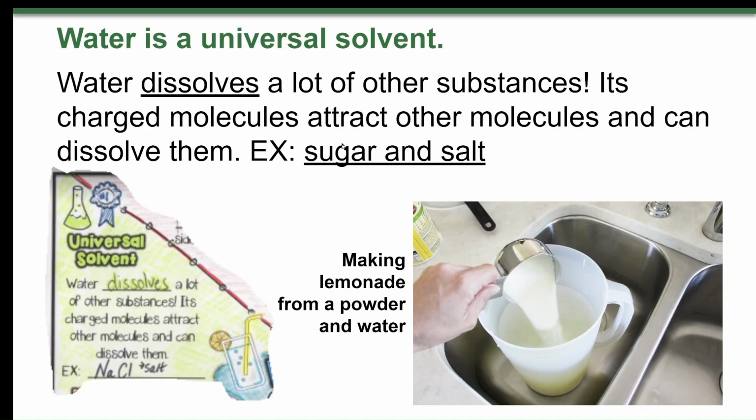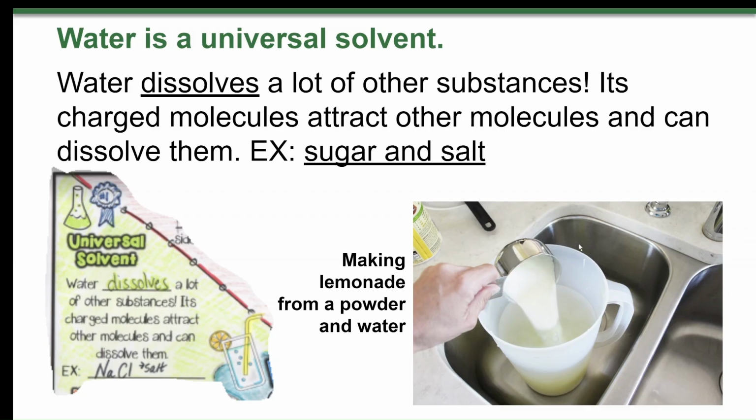The last point I want to make here is that water is a universal solvent. What does it mean to be a solvent? It means that water is really good at dissolving a lot of other substances. Its charged molecules attract other molecules and can then dissolve them. Things that dissolve really easily in water include sugar and salt.